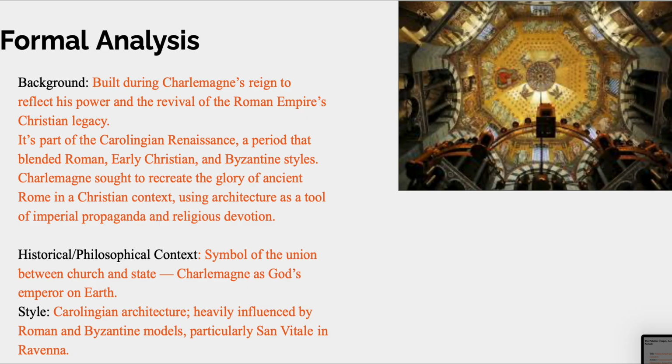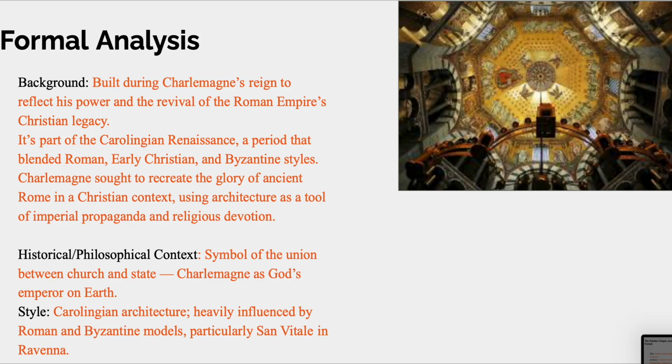Formal analysis. Here's a picture to the right showing the top of the cathedral. A little bit more background. It was built during Charlemagne's reign to reflect his power and revival of the Roman Empire's Christian legacy. It's part of the Carolingian Renaissance, a period that blended Roman, early Christian, and Byzantine styles.